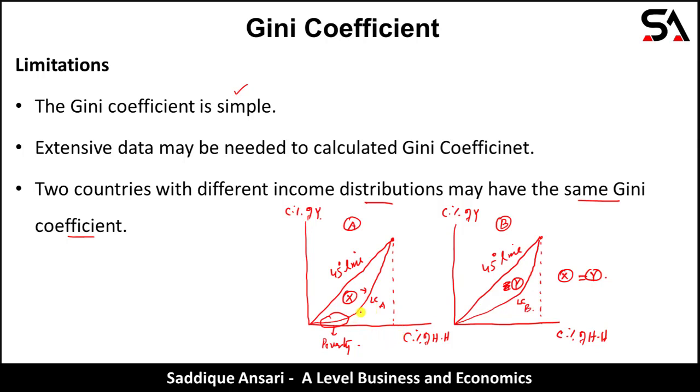But you can see here that the shape of Lorenz curve in country A and the shape of Lorenz curve in country B is different, which shows that country A may be having extreme poverty and country B may not be having that much poverty. So this is the problem with the Gini coefficient, that two countries with different income distributions may have the same Gini coefficient, provided that the areas between the 45-degree line and the Lorenz curve are equal.